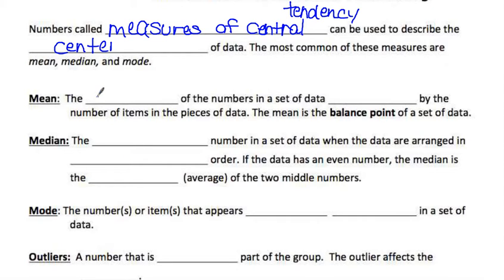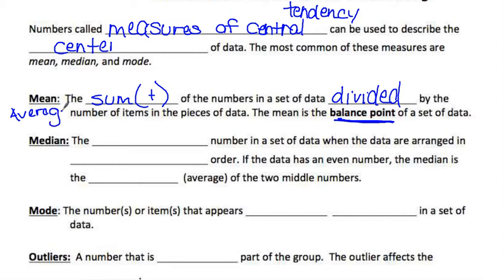So the mean is the sum or addition of the numbers in a set of data divided by the number of items in the pieces of data. The mean is also the balance point. So you're going to add up all the digits and then you're going to divide it by how many there are. Now, mean is the balance point, and we're going to talk about that later on. Mean is also the average. So you may have heard the saying, my teacher's not mean, they just give me my average, because when your teacher does your grade, they're doing the average of your scores.